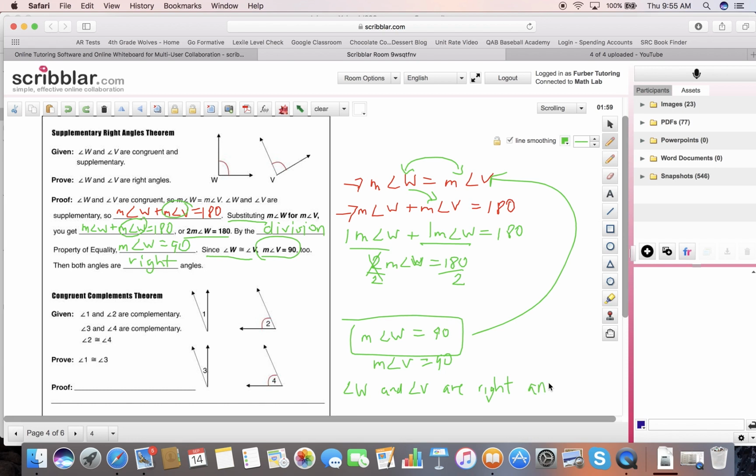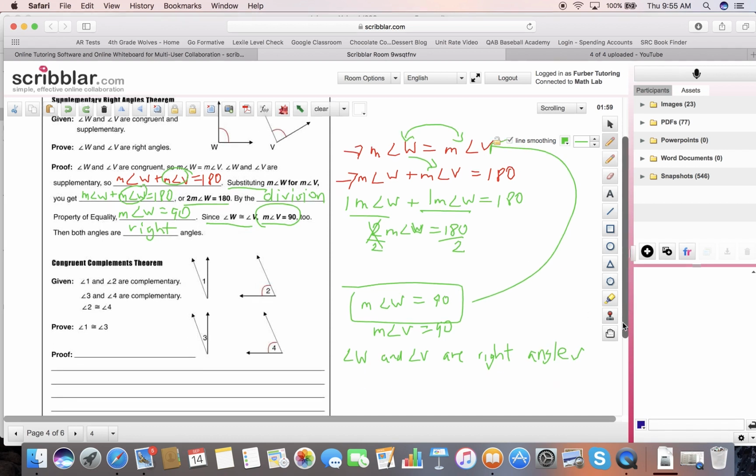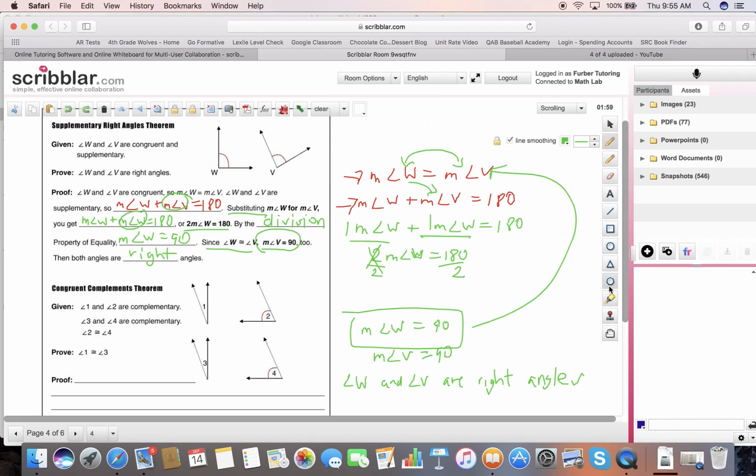But I couldn't do that until I proved that they were both equal to 90 degrees, and that's what these steps allowed me to do. This is very, very tricky for your brain to think this way, but you have to remember that one thing always leads to another. That's how we arrive at these. Okay, I'm going to stop the video, and then I'll do the second one.